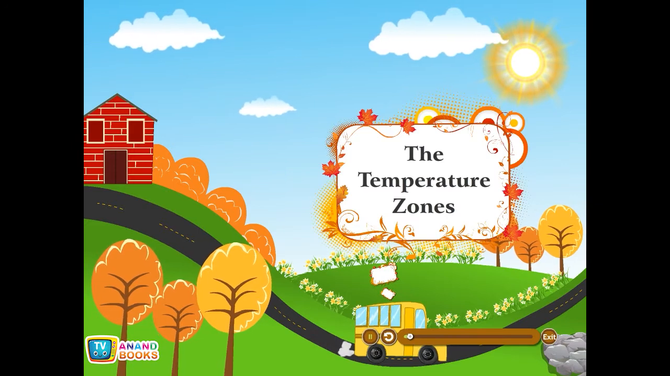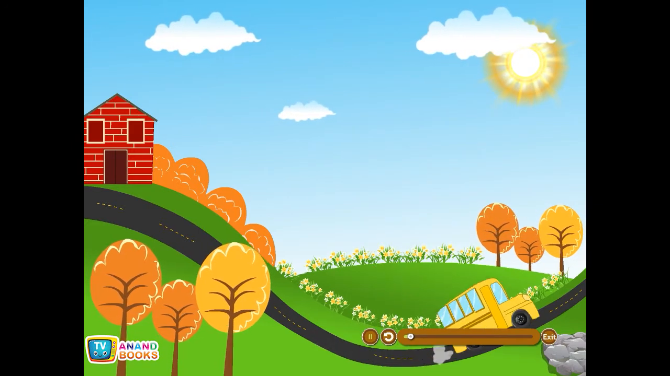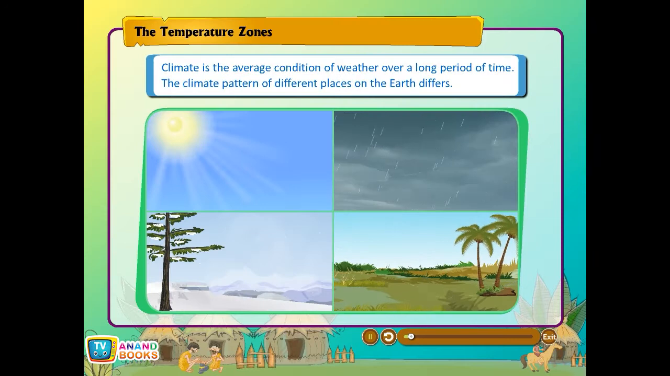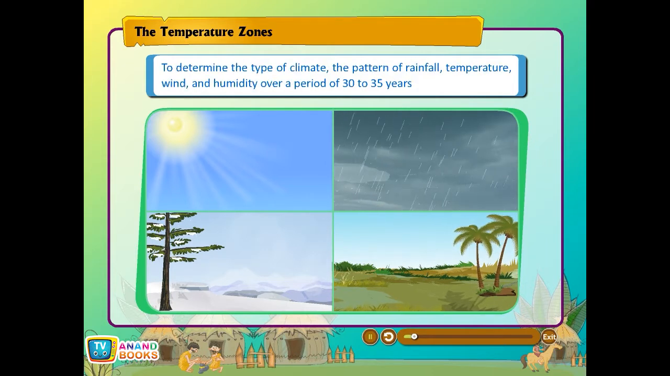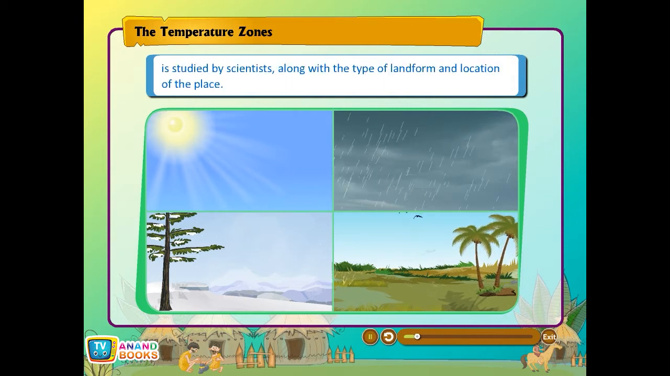The temperature zones. Climate is the average condition of weather over a long period of time. The climate pattern of different places on the earth differs. To determine the type of climate, the pattern of rainfall, temperature, wind, and humidity over a period of 30 to 35 years is studied by scientists, along with the type of landform and location of the place.